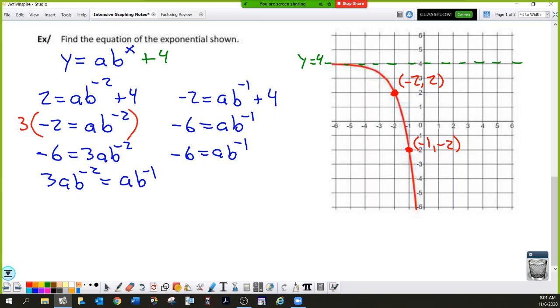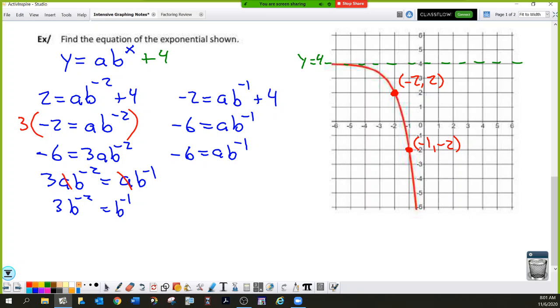Sorry, I lost where I was for a moment. You can divide both sides by a and watch what happens. Just divide both sides by a and they cancel out. 3b to the negative 2 equals b to the negative 1.